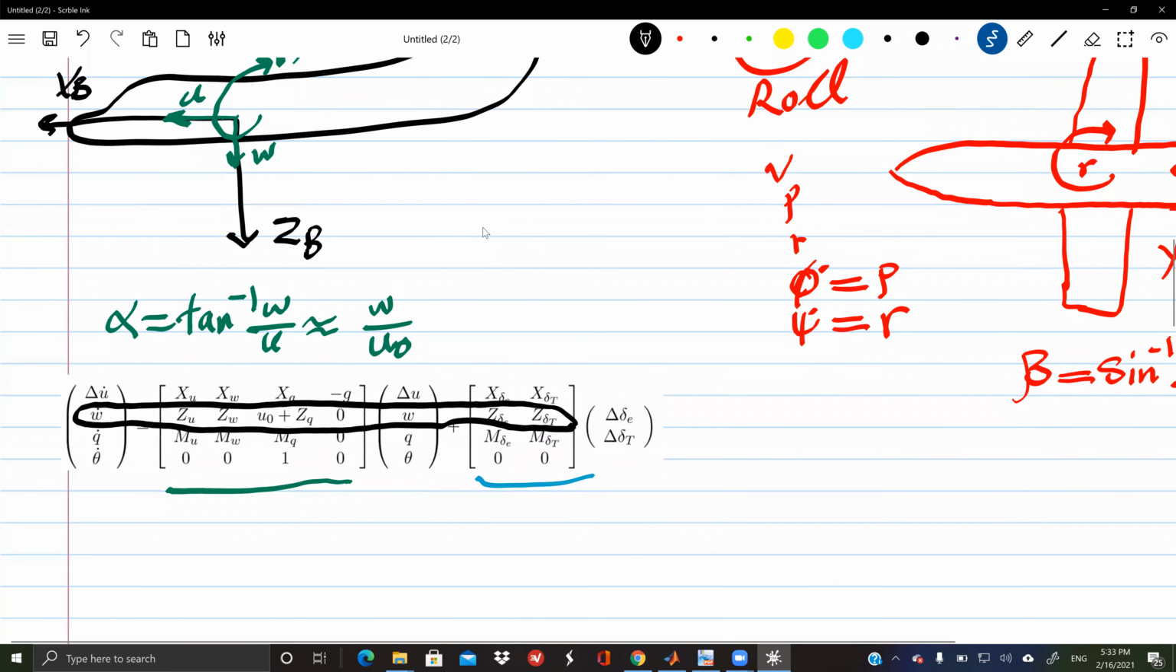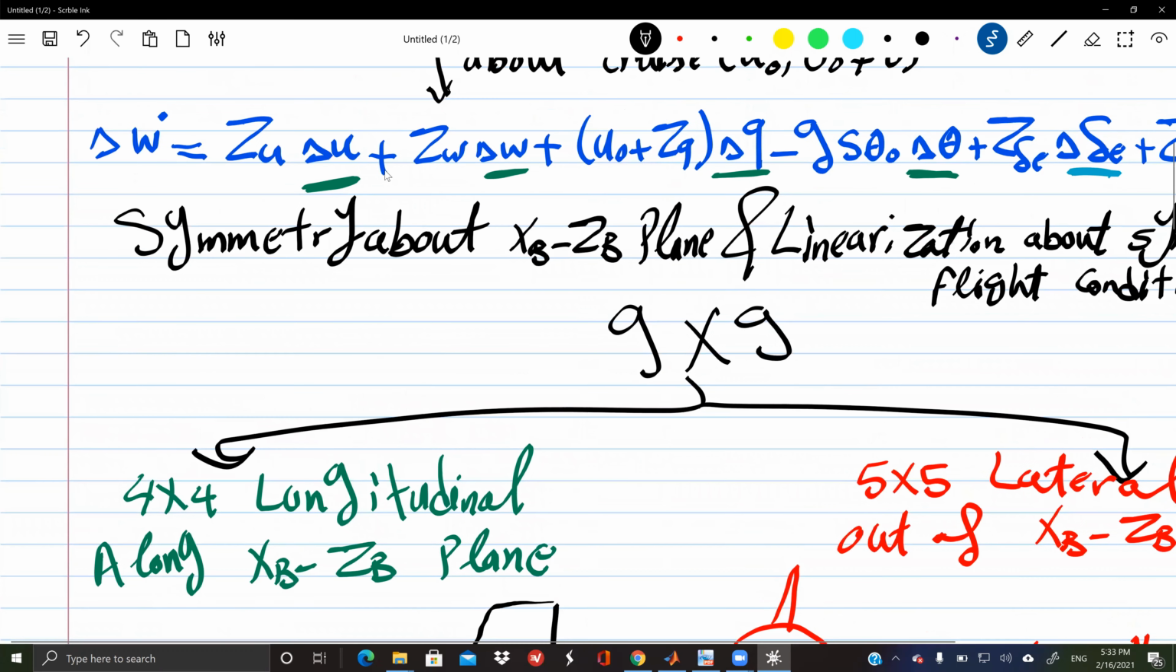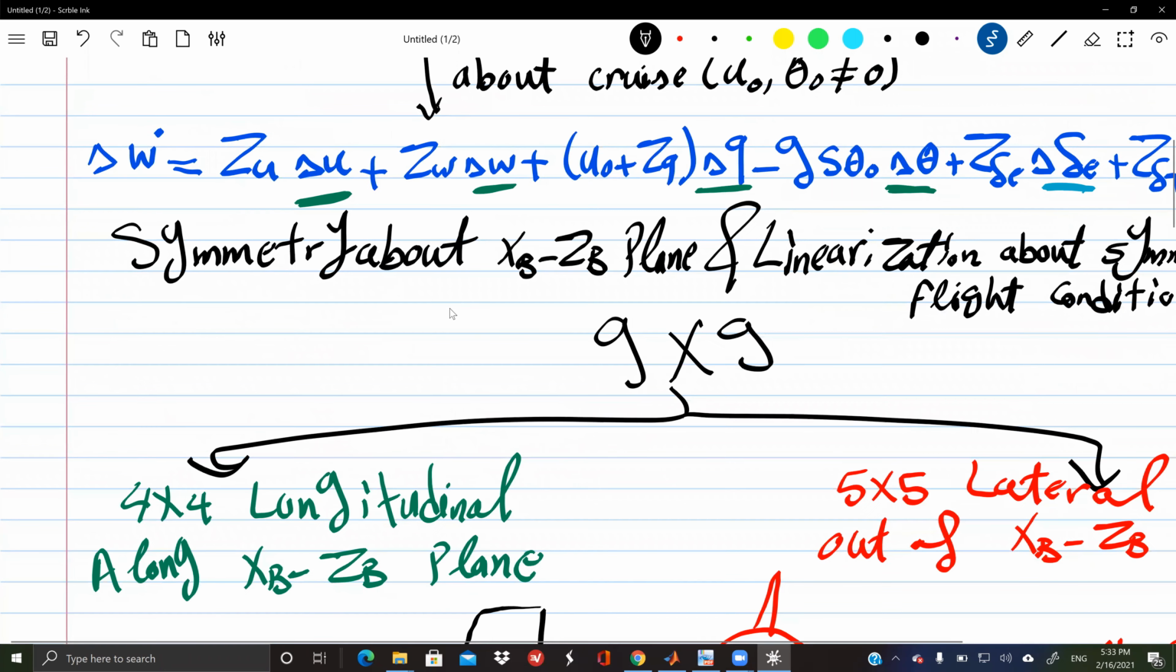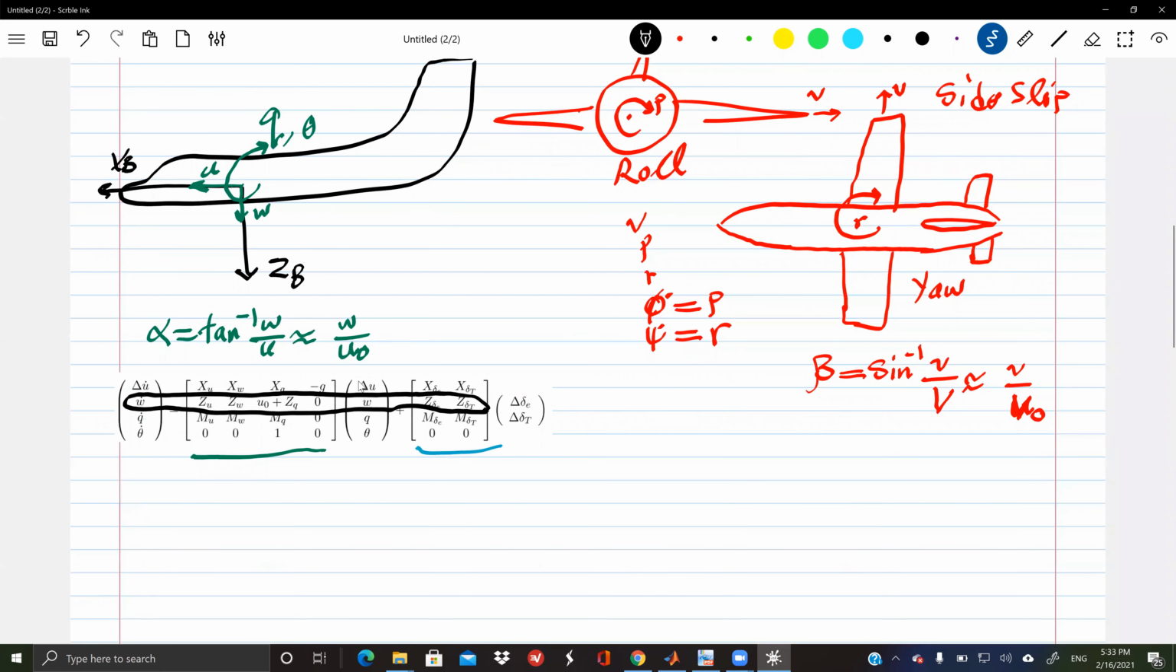This is the blue equation above here, ZU delta U, ZW delta W, and so on. So here is ZU times the first one, which is delta U, ZW times delta W. It is just because W naught was 0, so W here is the same as delta W. U naught plus ZQ times delta Q, which is again the same as Q naught, delta Q is Q. And so on. So this is Z elevator times delta elevator, Z thrust times delta thrust. So this is for the Z force equation.